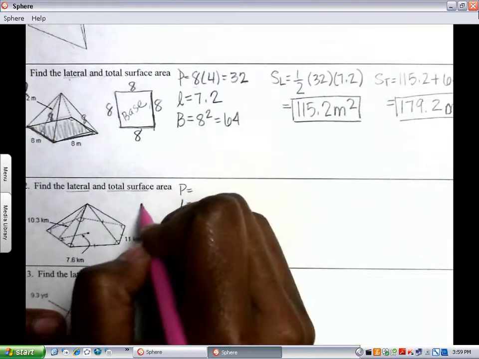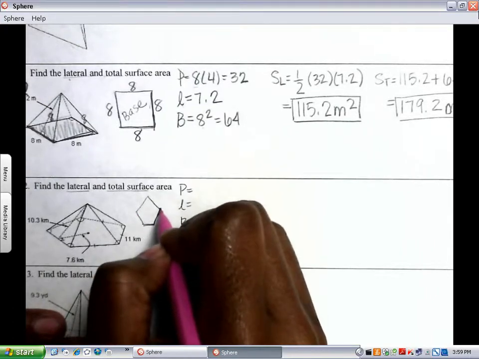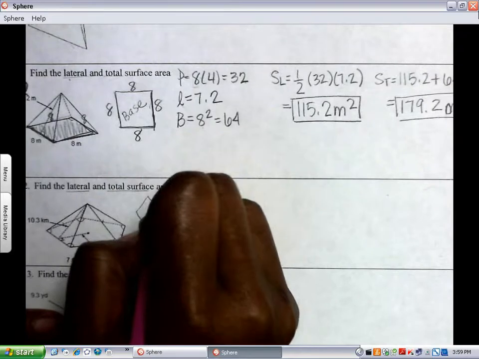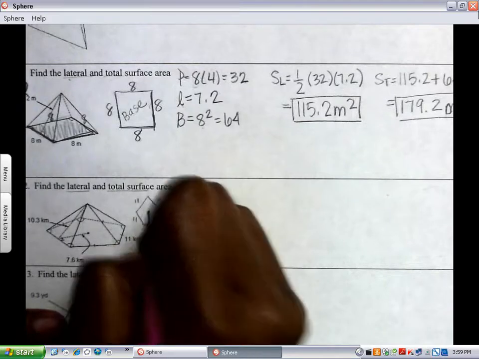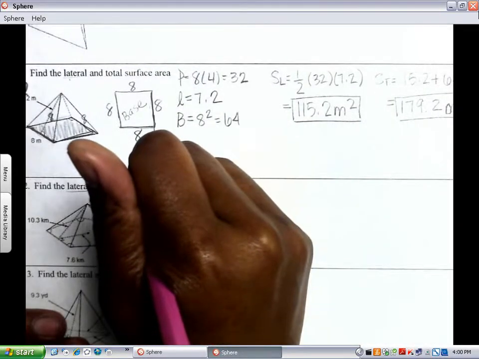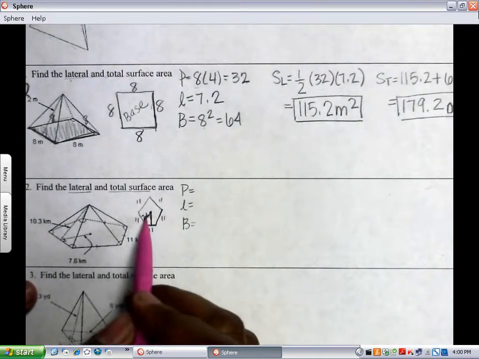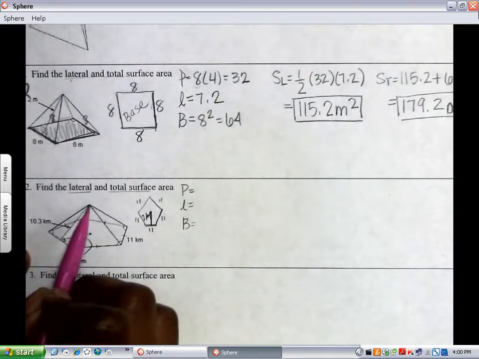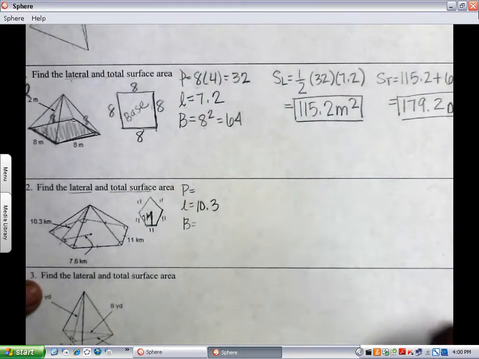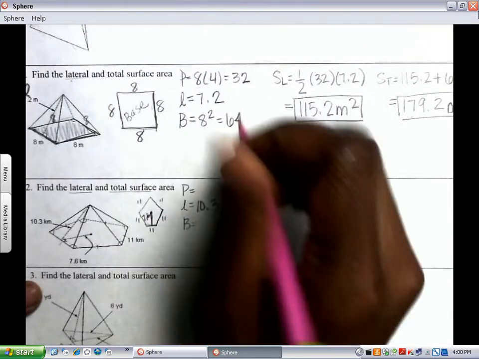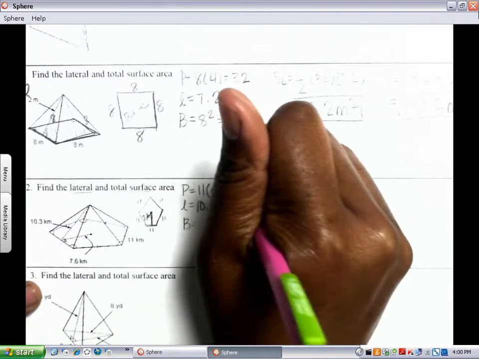So our base is a pentagon, not a pyramid. All the sides are 11, right? And the apothem length, you always have to keep that in mind when you're finding the area of a regular polygon, is 7.6. So the number I didn't write on my base picture is the 10.3. That's going to be our slant height, okay? So go ahead and put 10.3 there. Now, we have 5 sides that are all 11 units long, so to get the perimeter, we'll do 11 times 5. That's going to give us 55.